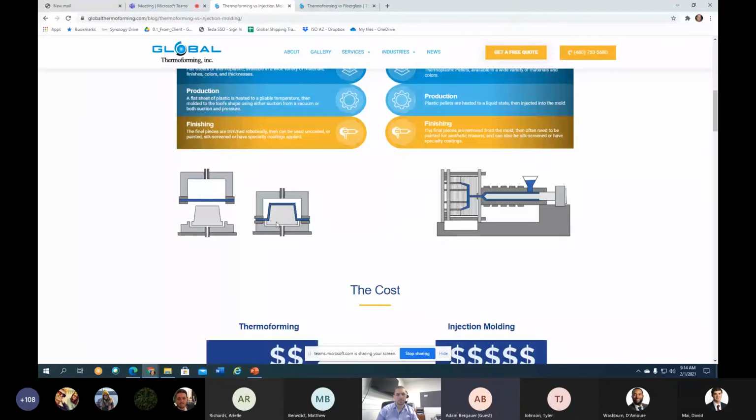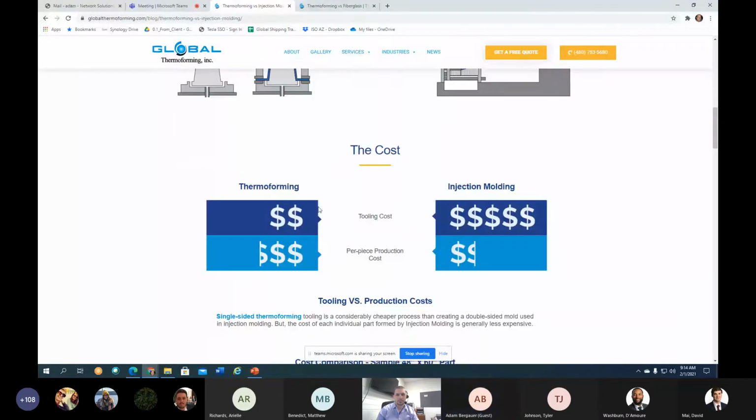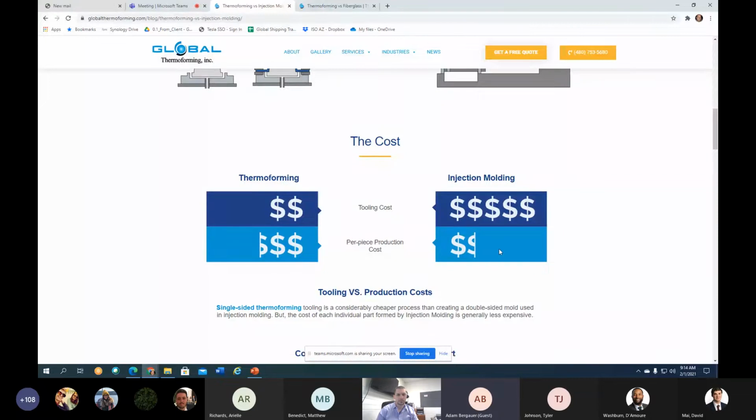So here's the cost difference. Tooling costs, obviously, with us, we can make tools a hell of a lot cheaper, whereas with injection molding, it's very, very expensive. But on the part price, if you've got quantities anywhere over 10, 15, 20,000, that's generally where you're going to want to go into injection molding, because your ROI, your return on investment, is going to pay off sooner.